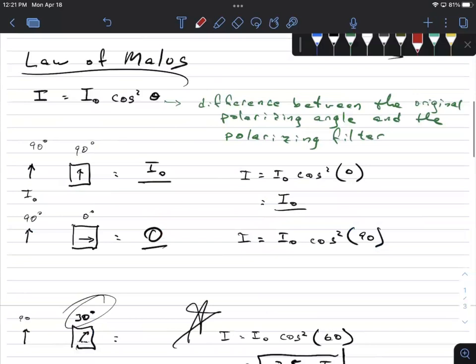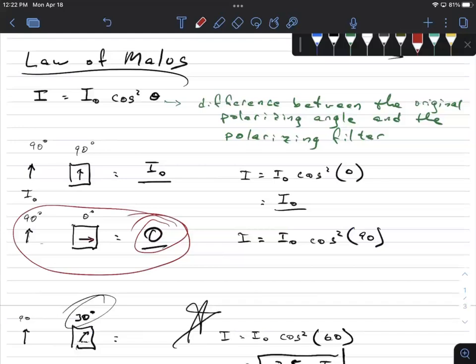Here it is again, right here. You start upwards and you're trying to get through horizontal. There's nothing in between. They're perpendicular. You get the answer 0. If light is polarized perpendicular to the filter, or the filter is perpendicular to the light, it's always 0. All of it's blocked.